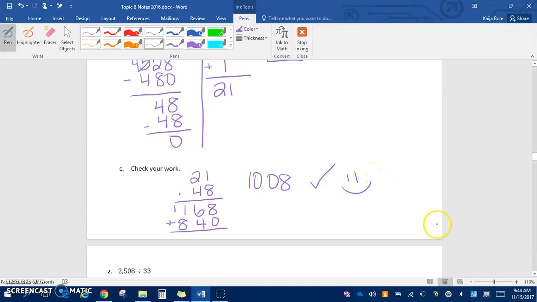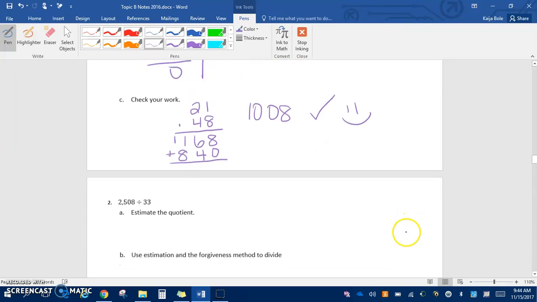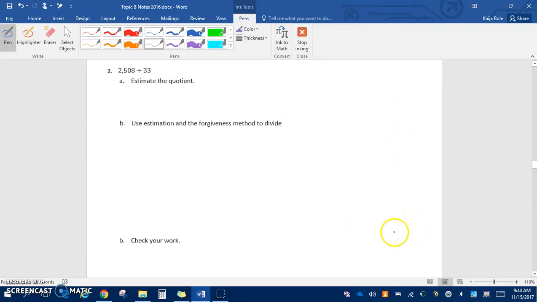Alright, so flip on over to the next page, and we're going to do example 2 now, same idea. First it says to estimate the quotient, right? If we rounded to 2500, we still wouldn't be able to divide in our head. So I'm going to round down to 2400, and I'm going to divide. We can divide by 30 in our head, and we know that that's 80. Alright, so now we've estimated. Now we're going to use the forgiveness method.